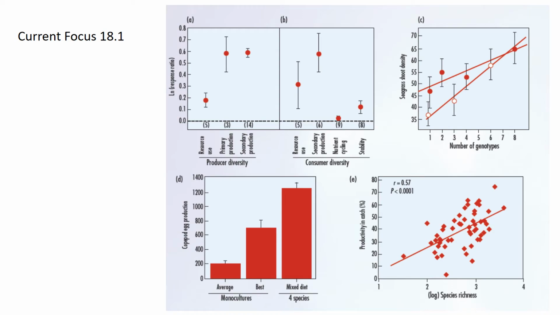Current focus in chapter 18. This again is a compound figure. It's quite complicated, so we'll break it down into its separate component parts. And this was from a paper published by Boris Worm and co-authors, which appeared in Science in 2006. It's a very important and influential paper, and there's a huge amount of work that has gone into it.